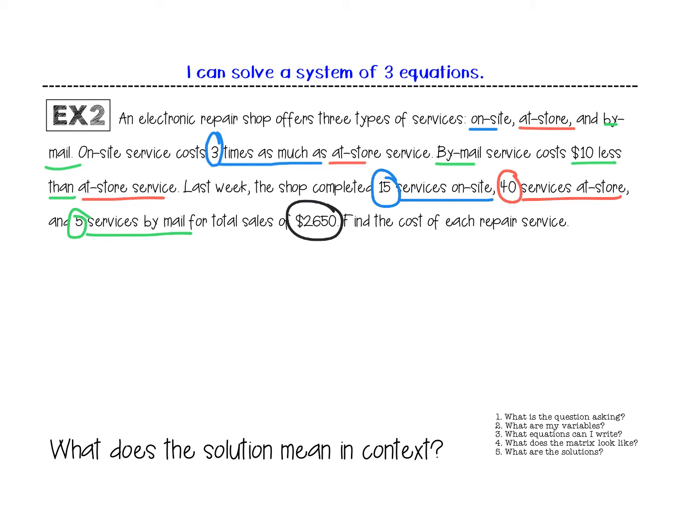And so our job, what is the question asking? We need to find the cost of each repair service. That's what I'm solving for. I need to know the cost of on-site, the cost of at-store, and the cost of by mail. So what are my variables? I'm simply going to define those.